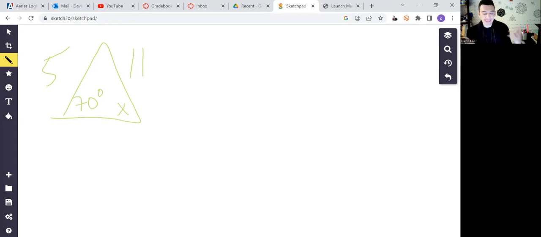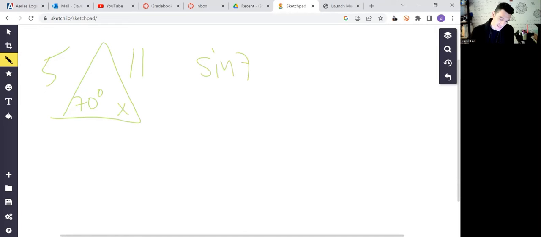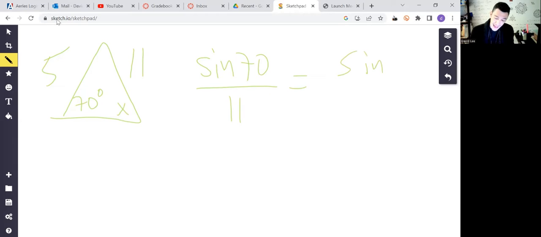So here, we can't use adjacent, hypotenuse. That doesn't work because the hypotenuse goes with 90 degrees, and in this picture, I don't know if I have a 90-degree angle. We probably don't if it's drawn to scale. So in this case, we need the law of sines. Based on the earlier lesson, you'd go sine of 70 over 11 equals the sine of x over 5. That would be the setup.